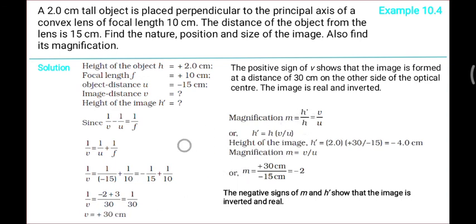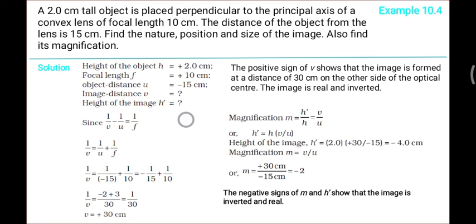What is the meaning of this plus 30? Plus 30 means v, the image distance, is formed right of the optical center. As we saw in earlier cases, which we discussed just 5 minutes ago, a convex lens always forms the image on the other side of the lens. So the object is on the left side of the optical center and the image is formed on the right side. That's why it is a positive number, and the image is formed 30 centimeter far.